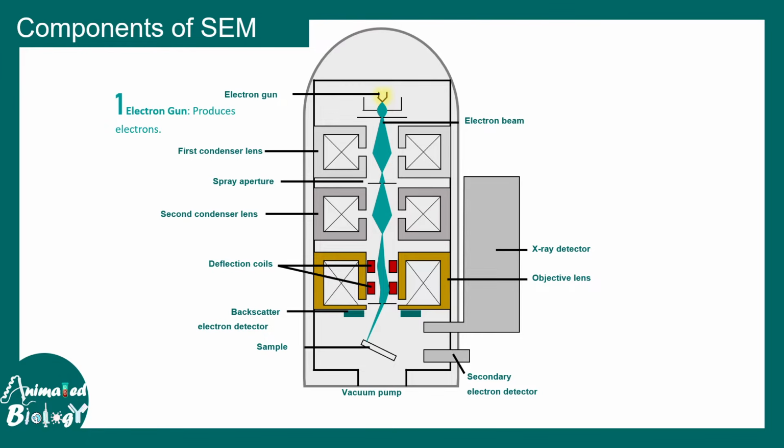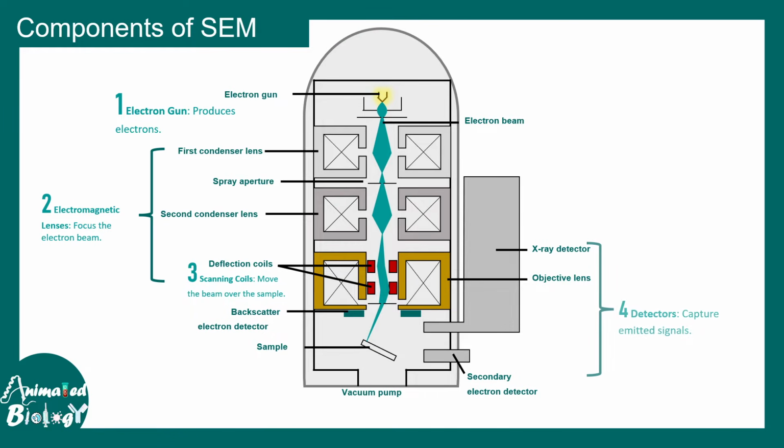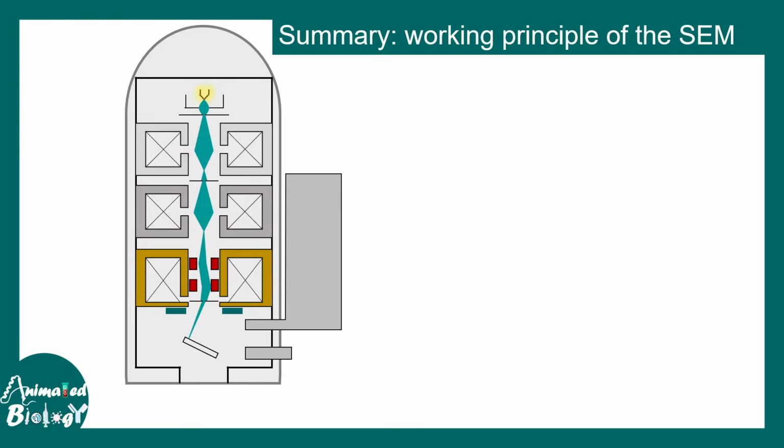So the most important components are, first, the electron gun, which produces the electrons. Then the electromagnetic lens array, which has the condenser and the objective lens, which is useful for focusing the beam. Third is the scanning coils, which move the beam over the sample, and the fourth is the detector that captures the emitted electrons or emitted signals and creates the image.